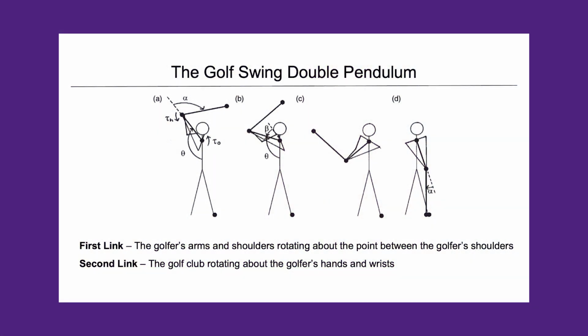So why do we care? Well, the double pendulum is actually prominent in golf. When people swing in golf, there's actually a double pendulum there. As you can see by the stick figure diagram, there are darker lines which indicate the double pendulum. Now, the first link of the double pendulum would be between the golfer's shoulders, so like the chest area. This is where the golfer's arms and shoulders would rotate about. And the second link is where the golf club would rotate about. This would be the arms and wrists of the golfer.